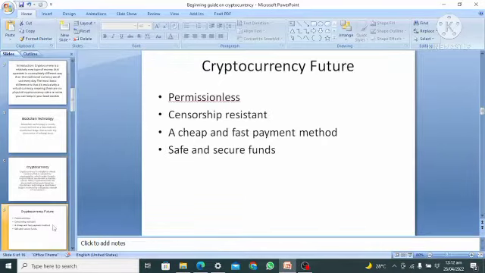So the next thing, let's see the features that are attached to cryptocurrencies. One of the features of cryptocurrency that you need to know is that it is permissionless. Permissionless means it does not seek permission, it does not have access to particulars, or require that this thing must be done. Secondly is censorship resistance.